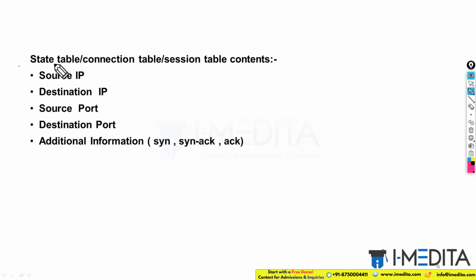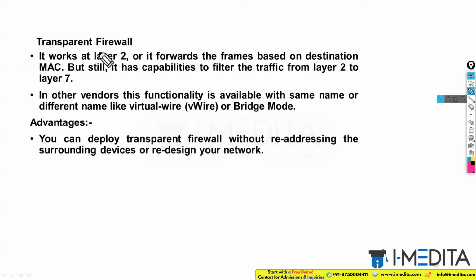Some vendors say it is a state table, some call it a connection table, some call it a session table. This table will maintain source IP, destination IP, source port, destination port, and additional information will be there. So these are the table contents of a stateful firewall. Next is what? Transparent firewall.